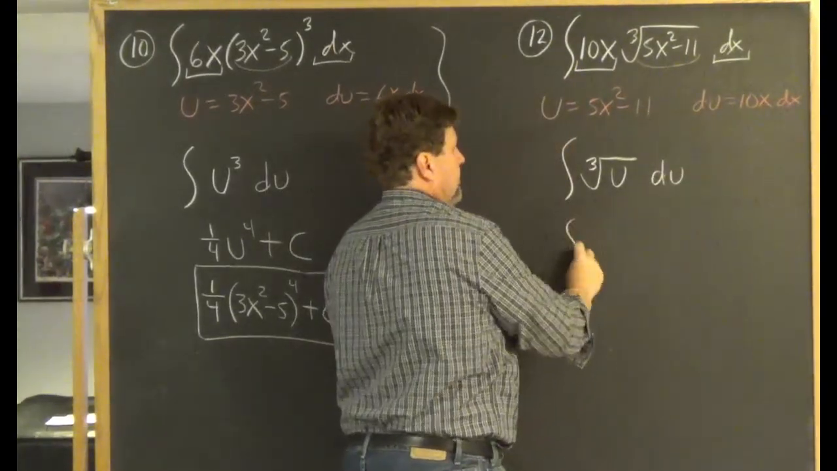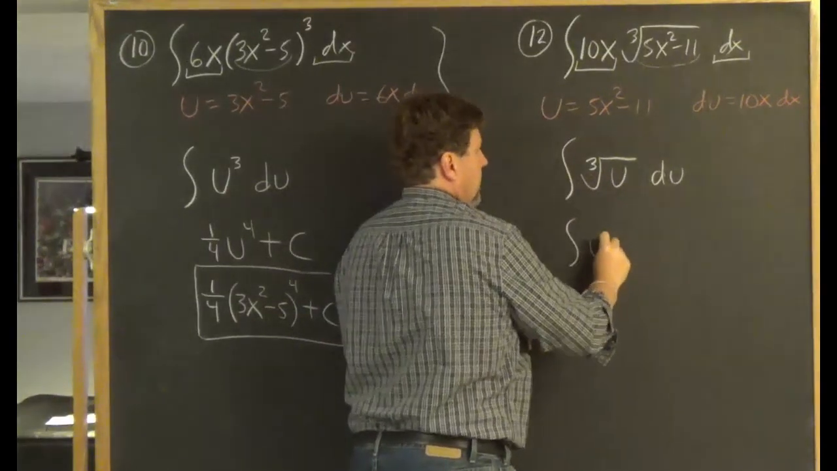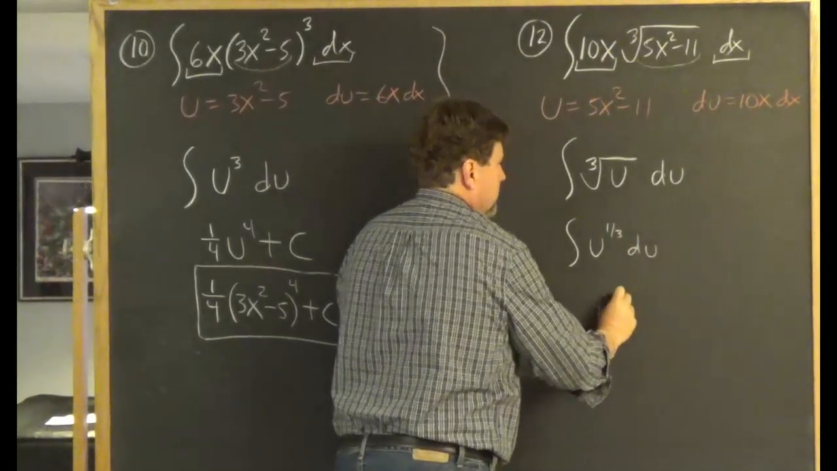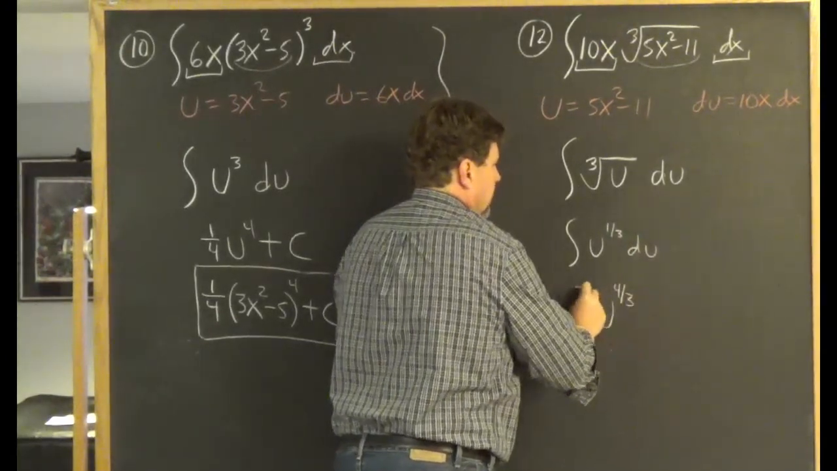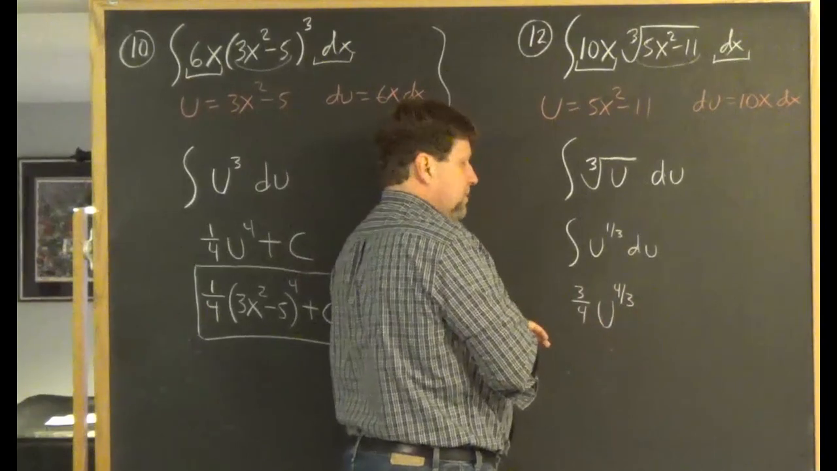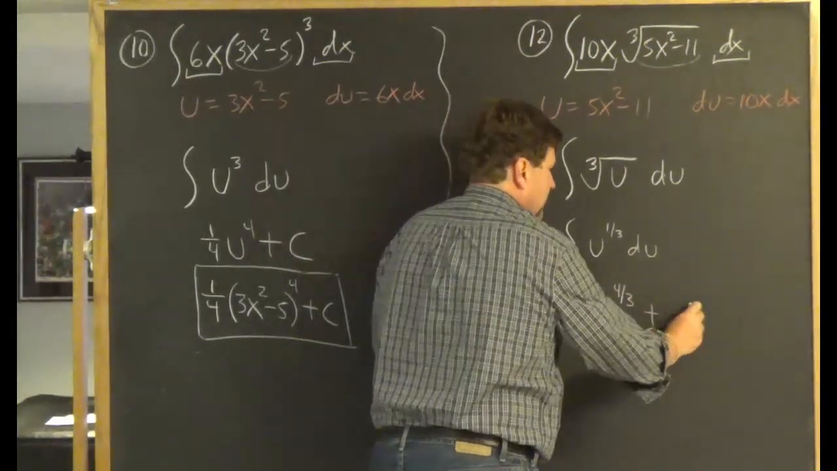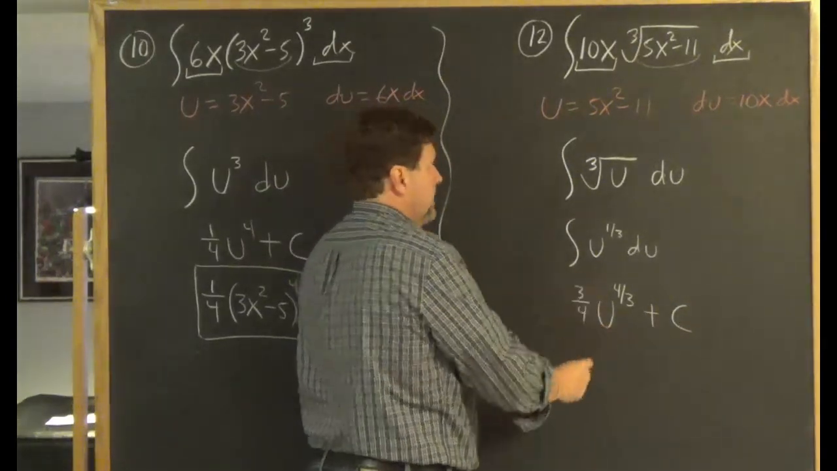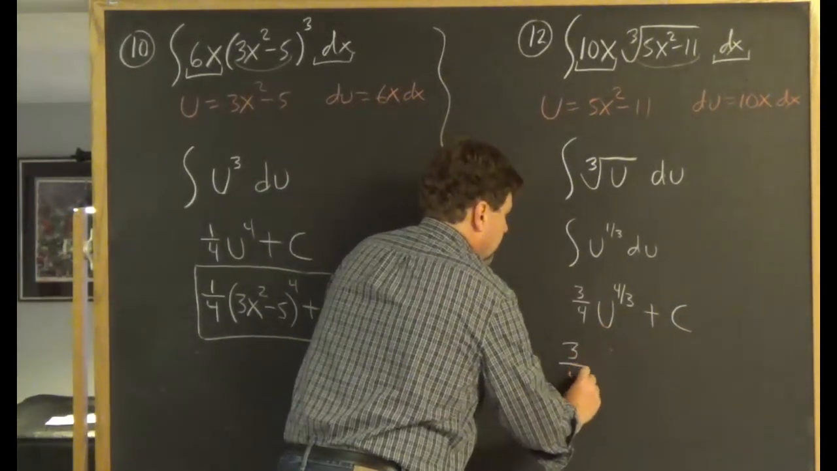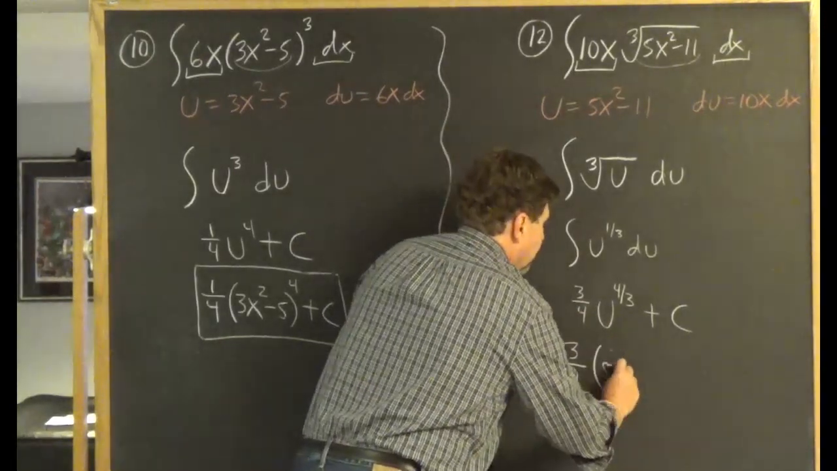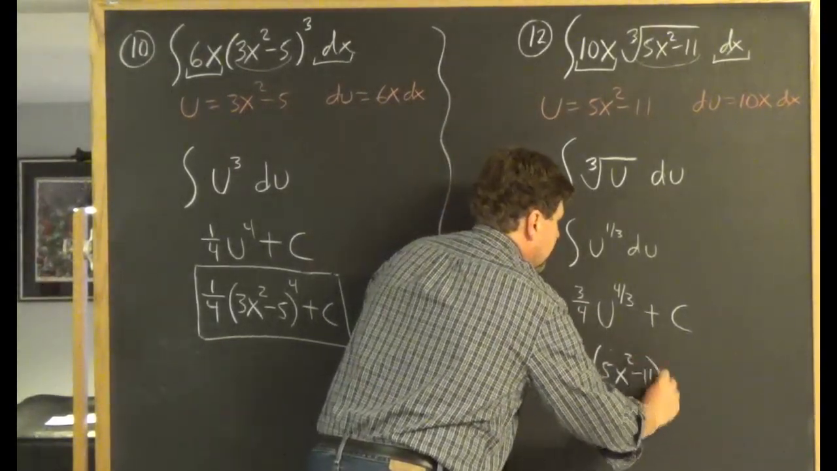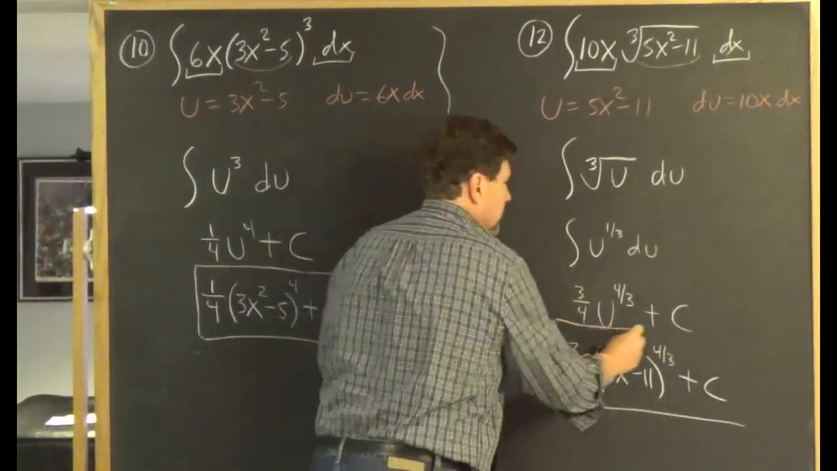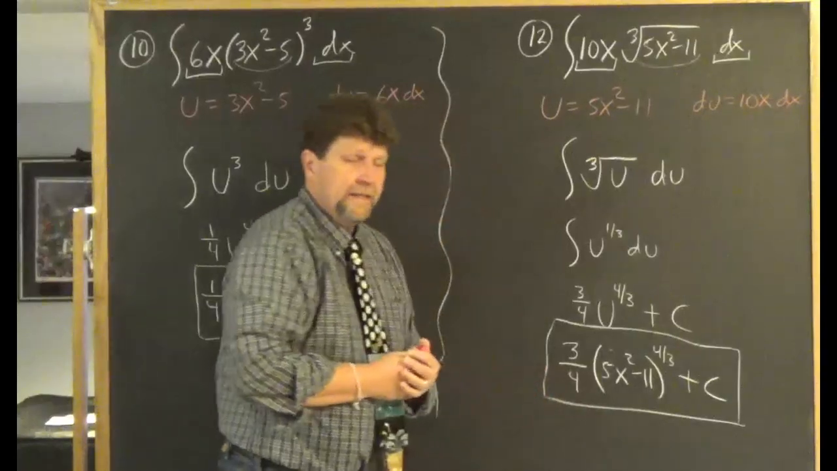And I'm almost there. I have to rewrite cube root of u as u to the 1/3. Use my power rule, so I add 1 to the exponent. Put the reciprocal of the new exponent out front as a little multiplier. And then don't forget to resubstitute to get back to x's. So we have a 3/4 5x squared minus 11 to the 4/3 power plus c. And that's the antiderivative.